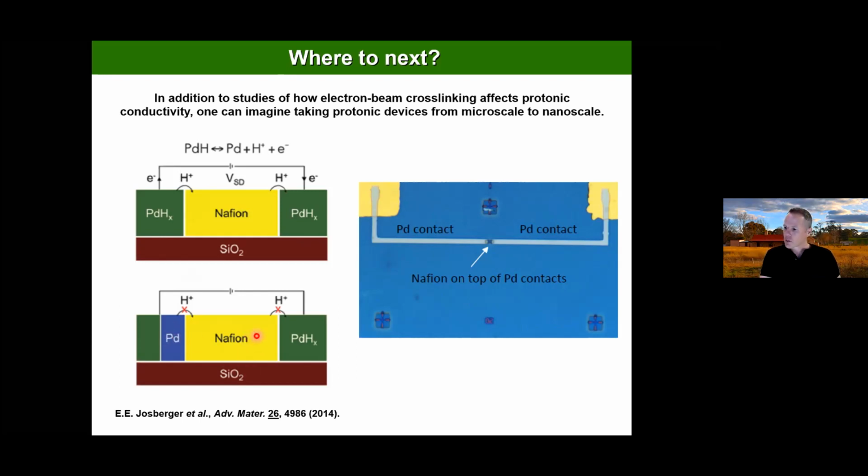And that becomes something you can realistically do when you can take Nafion and pattern it into nanoscale structures using methods like electron beam lithography.